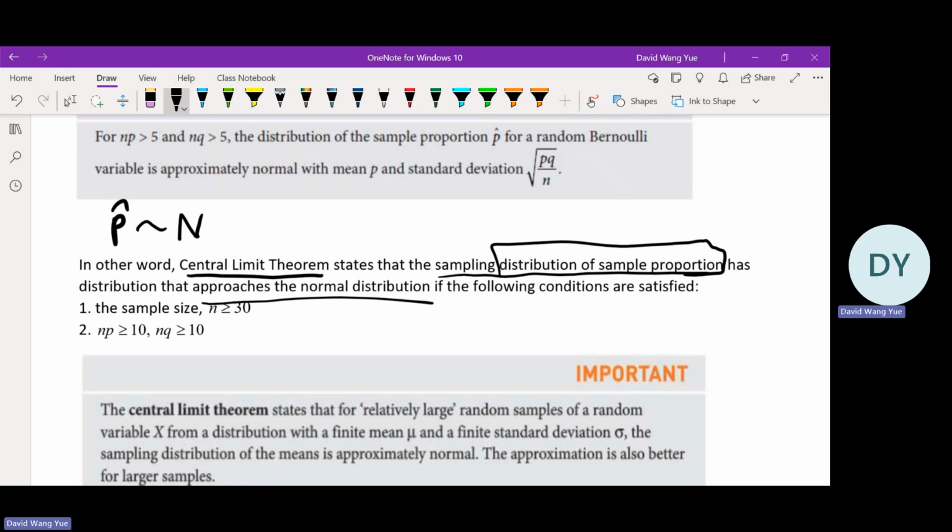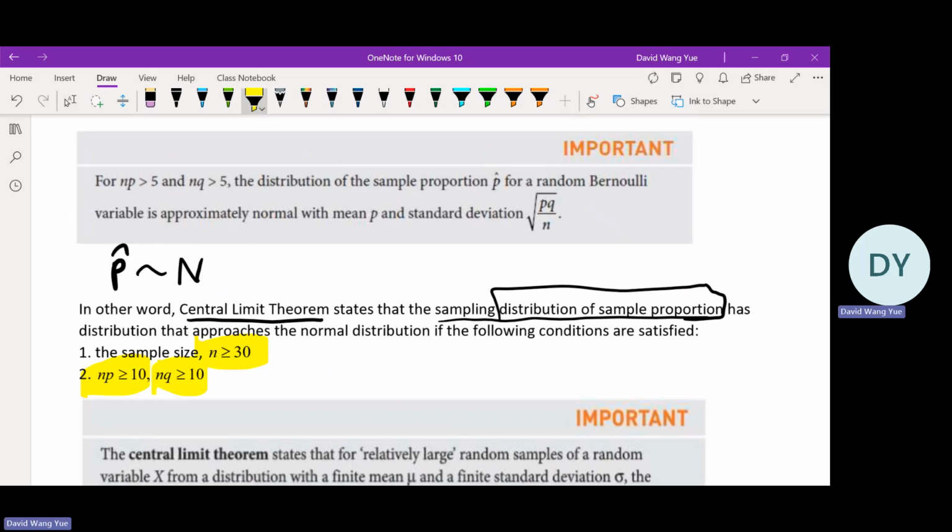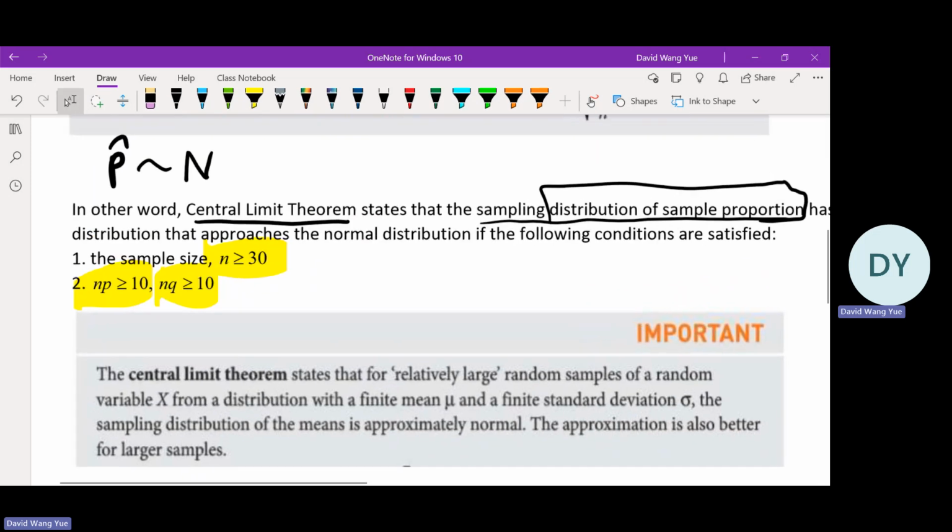Second, under what condition? The condition is that the sample size has to be at least 30. And then the second condition: sample size times the probability of success is at least 10, and sample size times the probability of failure, that is 1 minus p, is also at least 10. You may see that here it is written more than 5, but ignore that. That's why I say you just need to take note of two things.